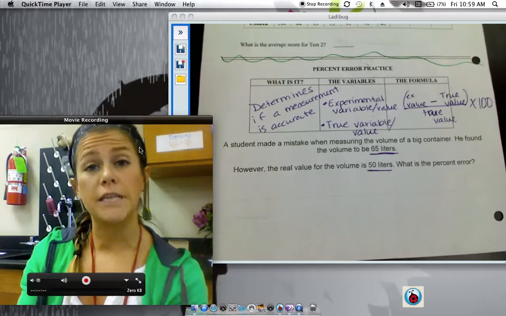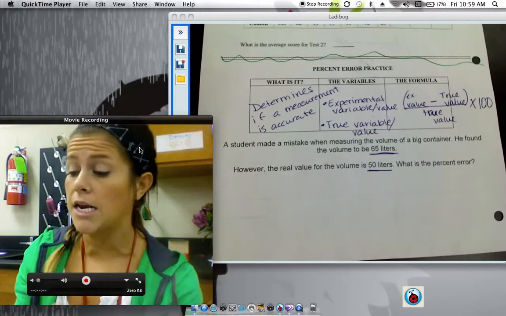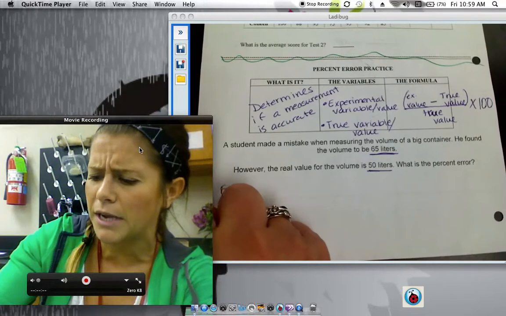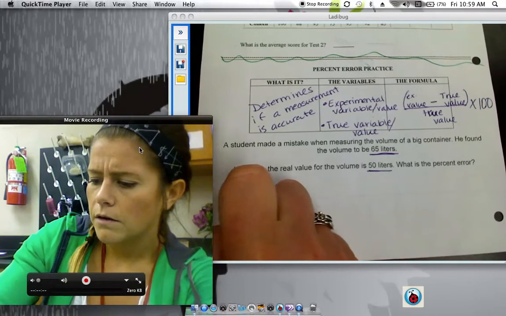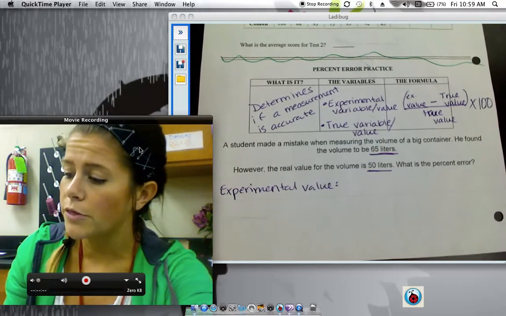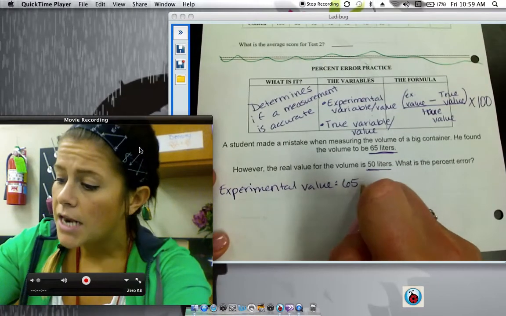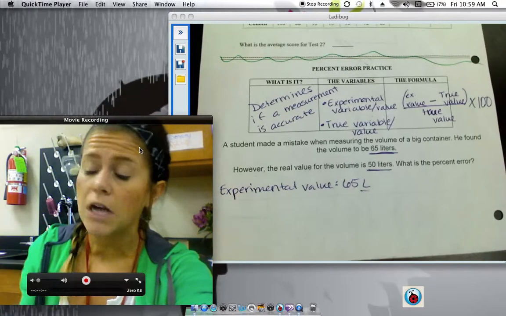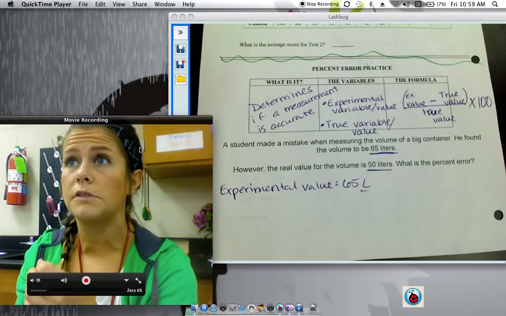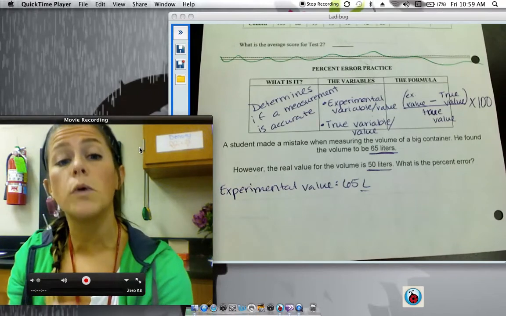Now, in order for you to get points on your homework or any kind of problem like this, you need to tell me what the variables are in that problem. The first variable we have to deal with is the experimental value. If you read through it, it's what they found. So what he found was 65 liters. Notice that I'm also including units here. That's also important because liters is different than grams. They're different measurements for different things: one is for volume, one is for mass. So make sure you're always including your units.